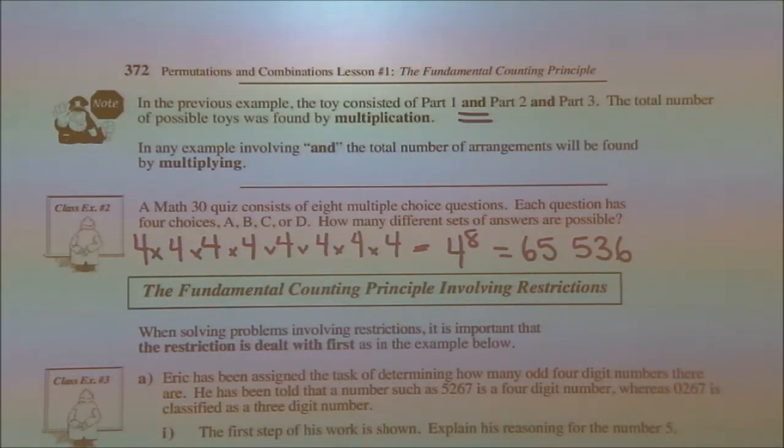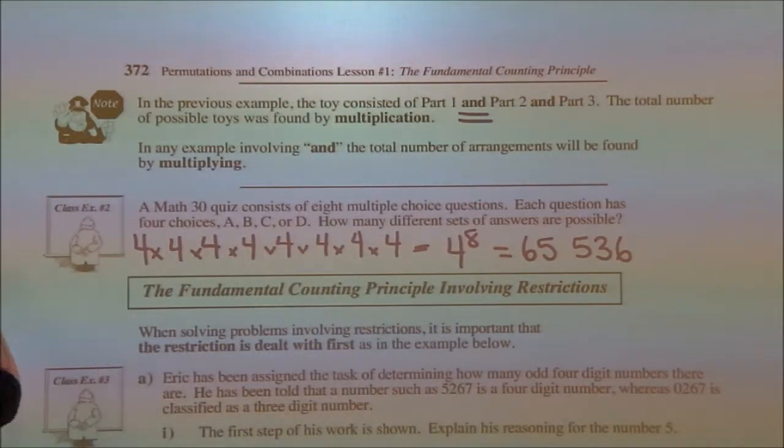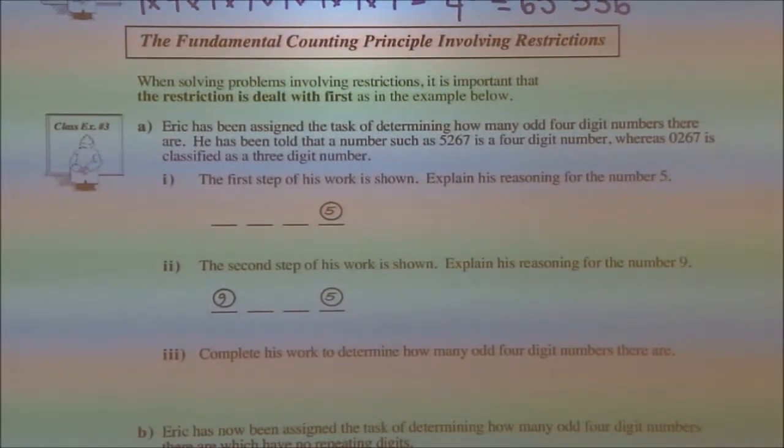So 65,536 different possible sets of answers that you could have. And that would include things like all 8 questions are answered by 8, which screws people up because that would just make you double check and question everything. Okay. Not every question is quite that straightforward. Sometimes we have restrictions.